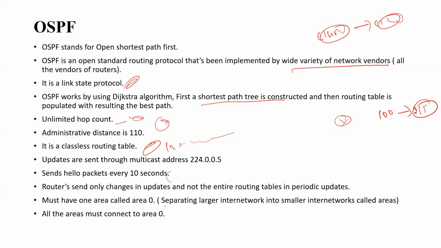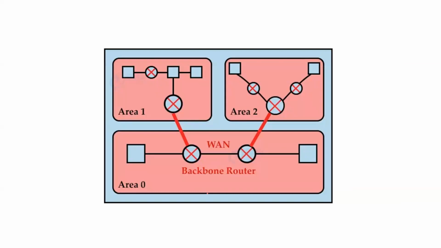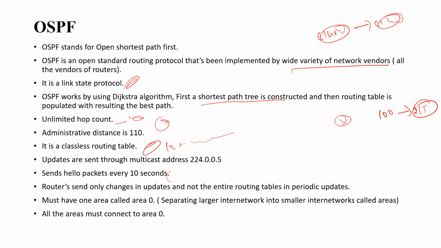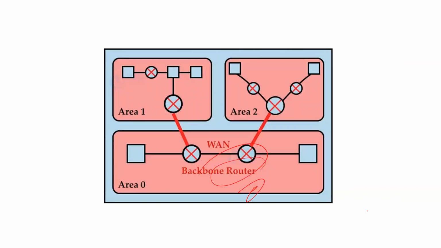And we have something called area 0 and area 1. Suppose consider this is the main network, that is area 0. Area 0 should have the backbone routers, and from there we can connect to multiple networks. An area is nothing but a way of separating a large network into smaller networks. That's it, called an area. So at least we need to have one area to configure OSPF. Area 0 is the primary one, and whatever routers are connected to it should be connected to this area 0 network.